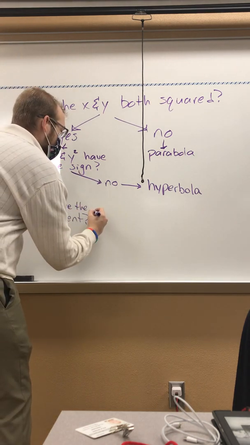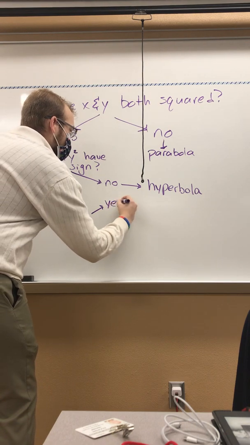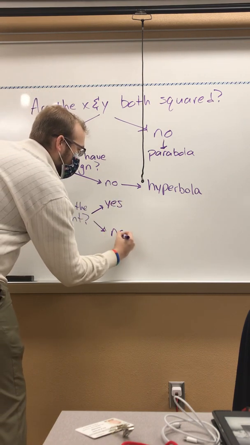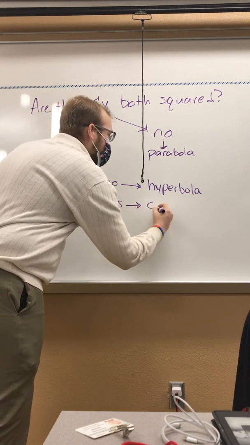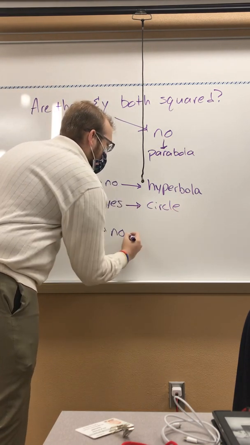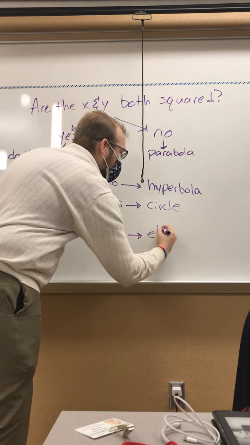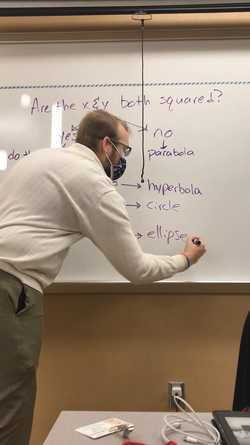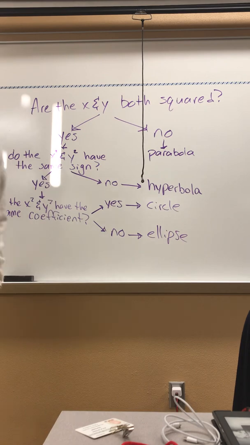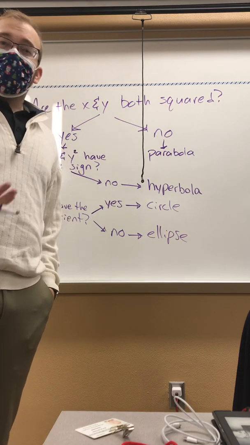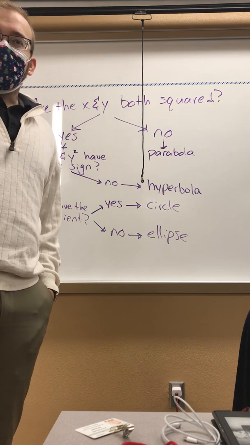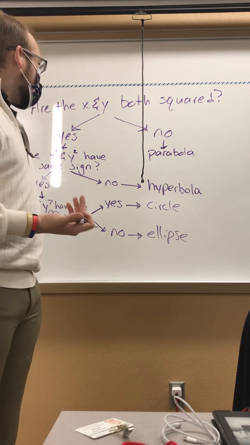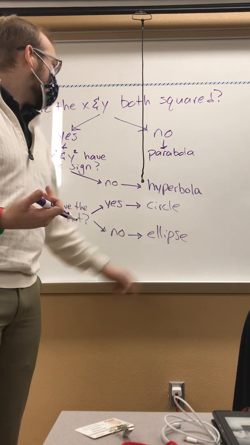Okay, so yes or no. If they have the same coefficient, then we have a circle. If they have a different coefficient, then we have an ellipse. Right? I don't need to move on to another question, because at that point, the yes and the no answers both tell me what kind of conic I would have. And there you go, parabola, hyperbola, circle, or ellipse.